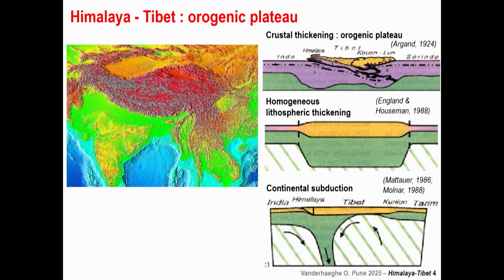So in terms of previous work, rapidly, always the same guy, Argand, proposed one century ago that the Tibet plateau was underlain by a zone of thick crust, thick Indian crust, that was down-thrusted below the Eurasian crust, with the Himalayas forming the front of that zone of thick crust.